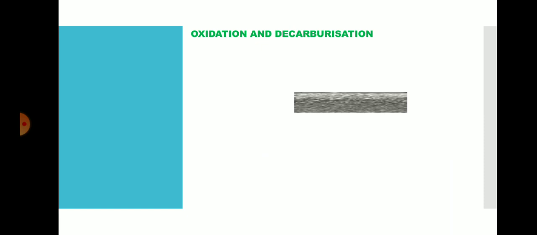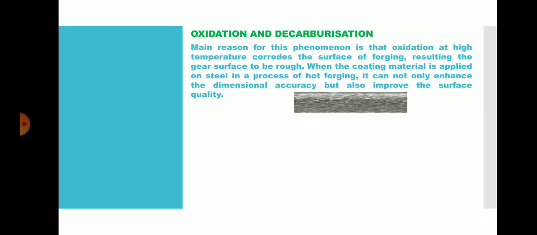Oxidation and decarbonization. A layer of carbon loss or oxidation on the surface is known as oxidation and decarbonization. The main reason for this phenomenon is that oxidation at high temperature corrodes the surface of the forging because it reacts with the moisture in the environment, resulting in a rough surface. So after oxidation, there will be a rough surface on every element.